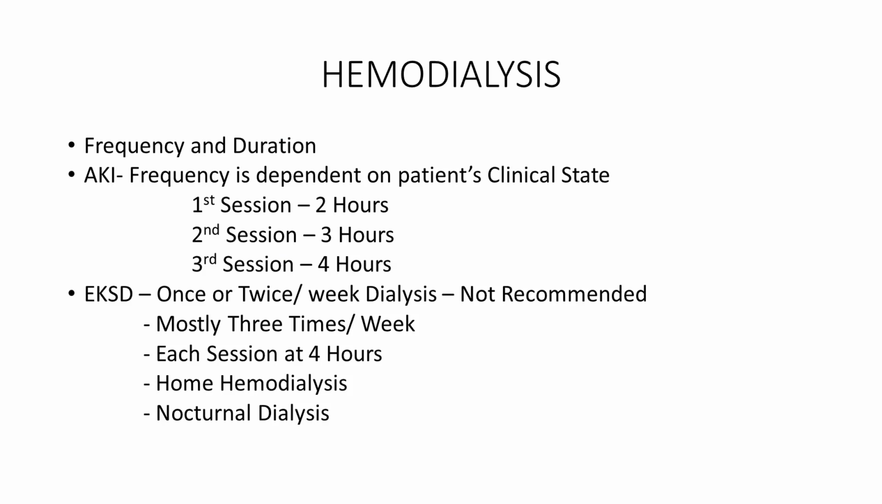In end-stage kidney disease, once or twice per week dialysis is absolutely not recommended. Once the kidneys have failed permanently, the patient needs to have dialysis 3 times a week, each session of 4 hours. Home dialysis is not common in this part of the world. Few patients are having home dialysis, but it's a common practice in Europe and the UK. Nocturnal dialysis is also a form of home dialysis. The patient hooks himself to the dialysis machine at night and then removes himself. This is basically a type of daily dialysis.